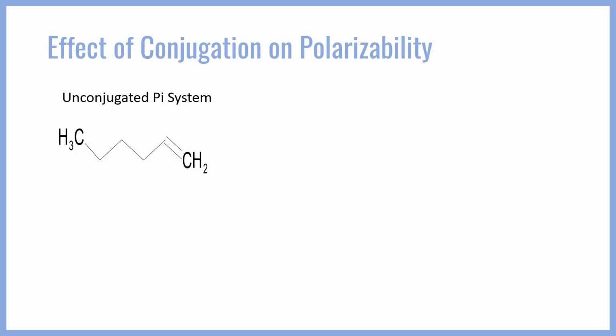So if we go ahead and look at this molecule on the left, this is what is known as an unconjugated pi system. This double bond, there's only one of them, and so it is localized to where it is drawn on the structure. It is just that double bond and that's it. So this will have a short travel path for the electron cloud. It cannot move very much. It is localized to move just where that blue arrow is. And so it's going to have a relatively low polarizability.